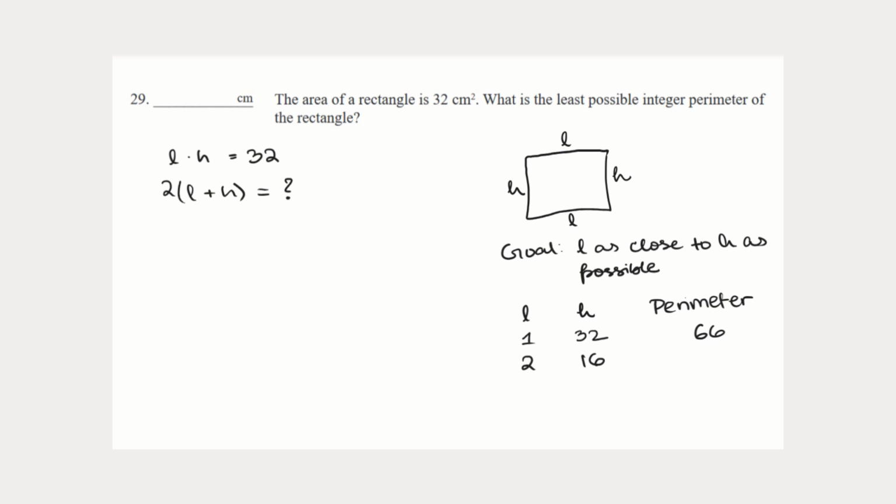So you see 2 plus 16 is 18. 18 times 2 is 36. You can do the same thing with the last pair, 4 and 8. These are basically anything that multiplies up to 32. That's what we're getting here. So L and H such that LH is 32. And then 4 plus 8 is 12. 12 times 2 is 24. So the perimeter you get here is 24. Now, again, as you see, L and H are very close to each other.